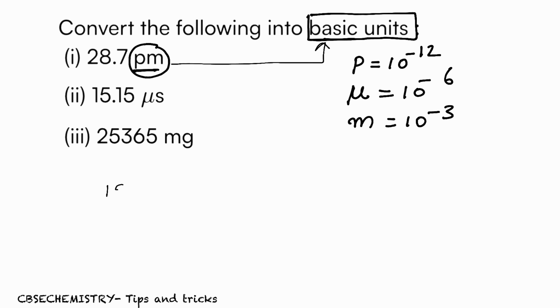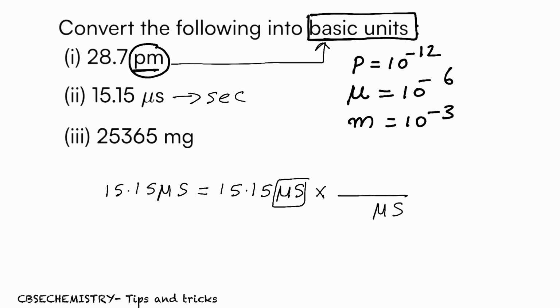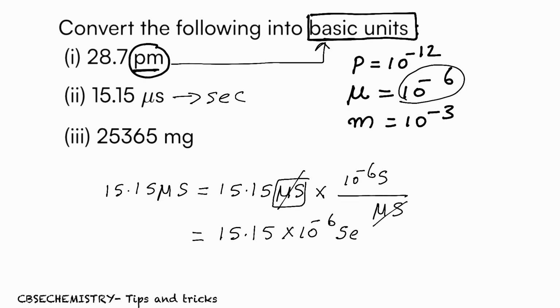Now, next one. 15.15 microsecond. Okay, same pattern. 15.15 microsecond equals. Correct? Now convert to what? Base unit. What is base unit? Second, right? Second. Okay, so we are supposed to remove microsecond. So write microsecond on the denominator. And we are supposed to convert to second. So you can write second on the numerator. And what is micro? Micro is 10 raised to minus 6. Correct. So we actually multiply with 10 raised to minus 6 second by microsecond, which means we multiply with 1 by 1. Okay, which doesn't make a change. Now microsecond cancel. You will get what? 15.15 into 10 raised to minus 6 second. So we got the answer.